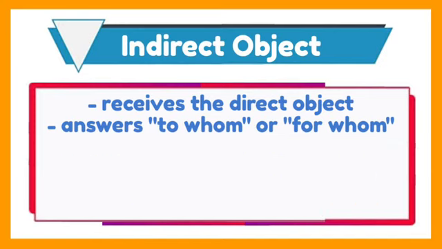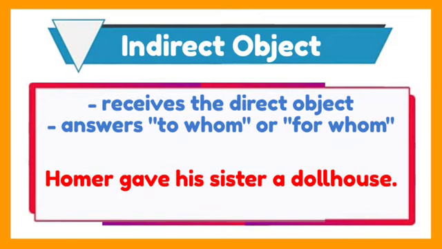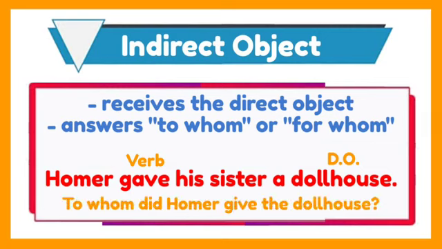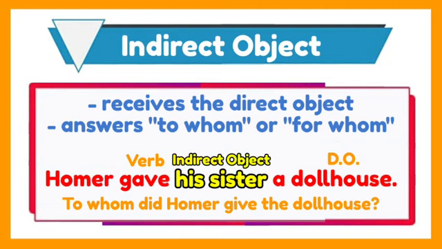Okay? Another example. Homer gave his sister a doll house. Let us find the verb first. It is gave. And what did Homer give? A doll house. So, this is the direct object. And to whom did Homer give the doll house? To his sister. Therefore, his sister is the indirect object. Is it understood? Now let us have the object complement.